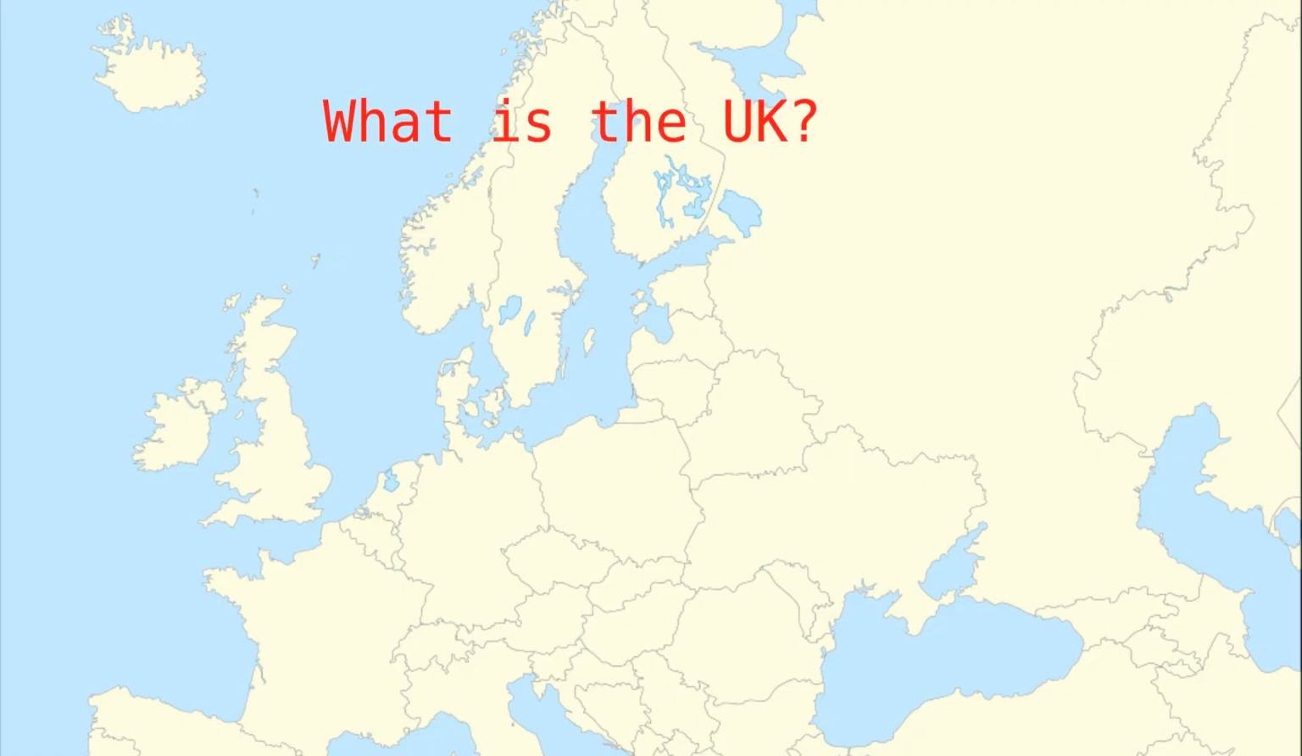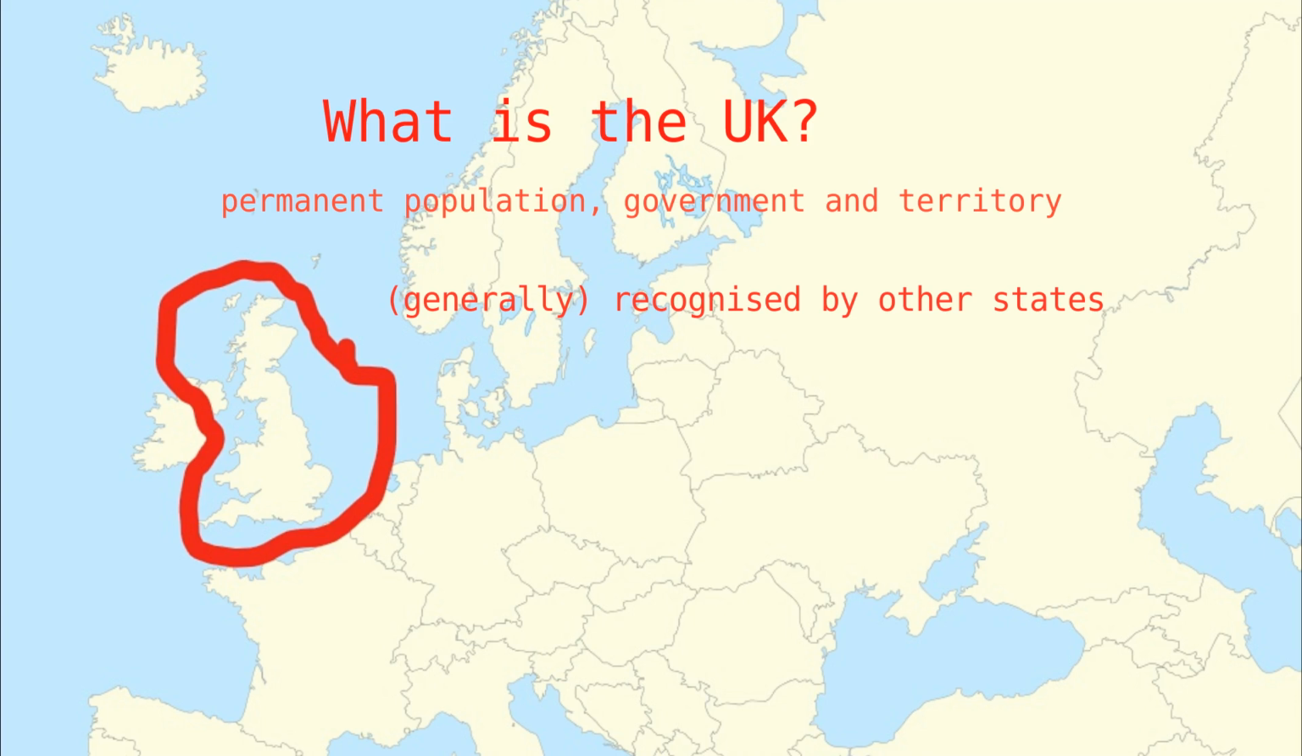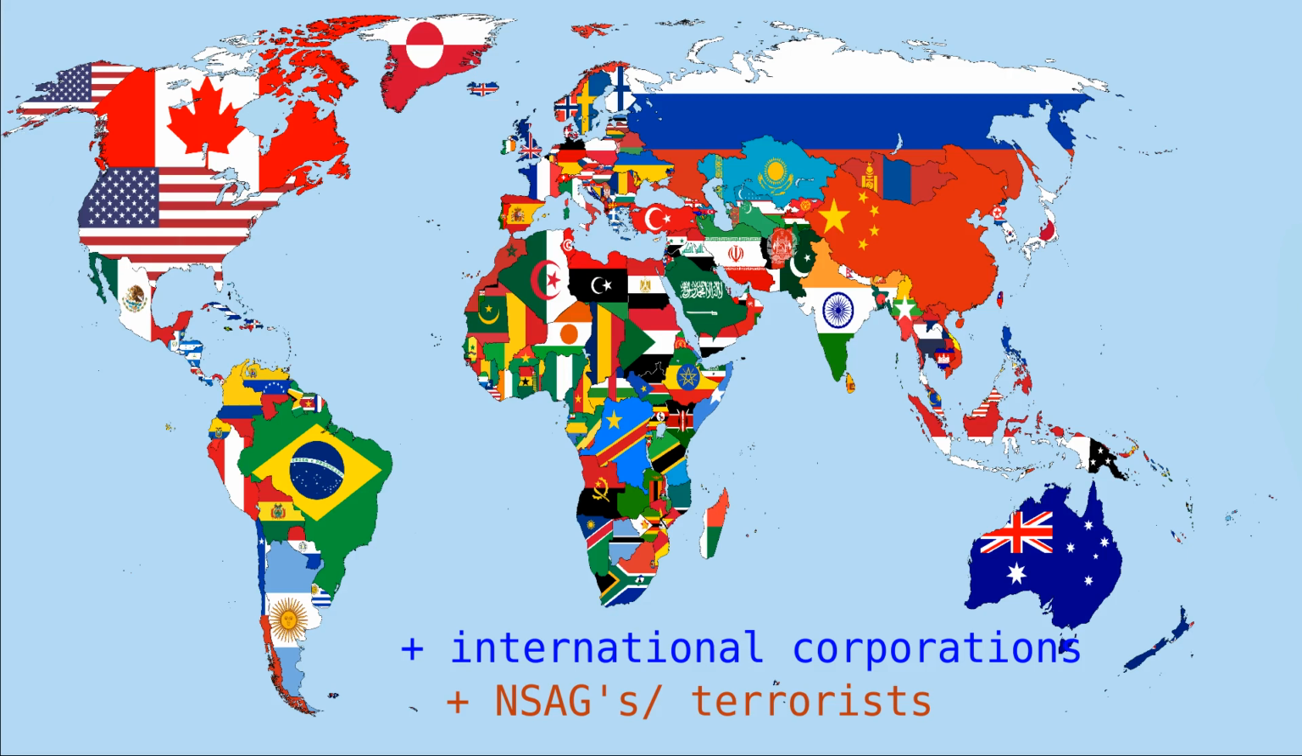The first question you probably want to ask is, what is the UK? Now, the UK is a state. This means it has a permanent population, government and territory, and is generally recognised by other states. Now, to a high degree, our security is going to depend on our relationship with other nation states. We also have to consider international corporations and non-state armed groups. They are going to have an impact as well.